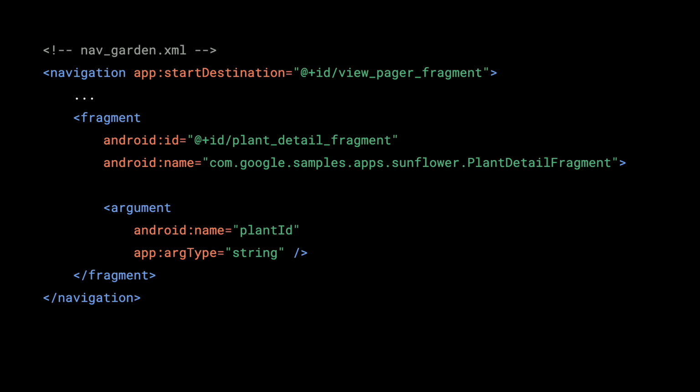Continuing on in the navigation graph, we have the plant detail fragment. Now in here we have an argument of plant ID. This is a way to tell the navigation controller that if you're navigating to the plant detail fragment, you need to also provide a plant ID, which the fragment will then expect. And we'll talk about that in the adapter in a couple of slides.